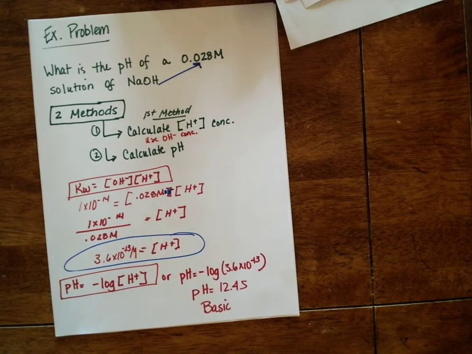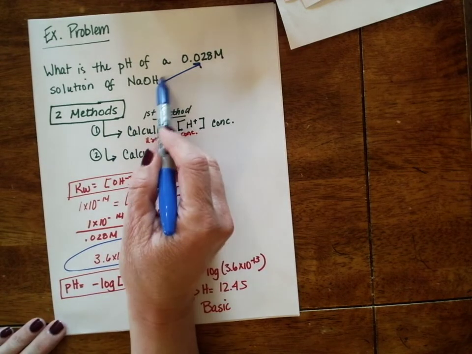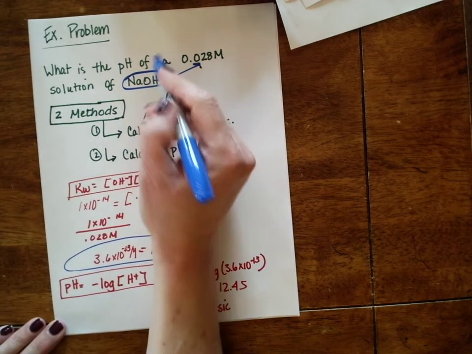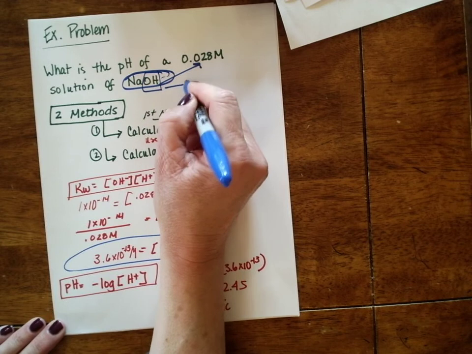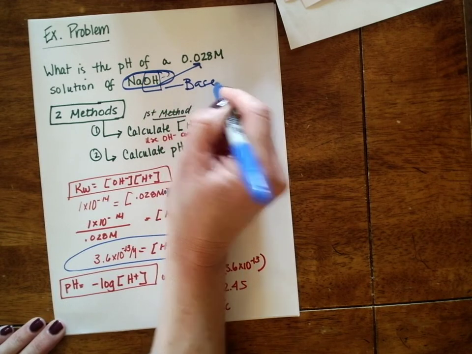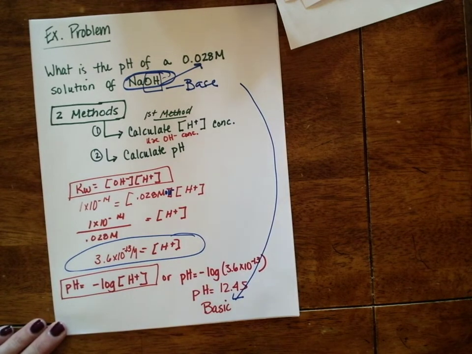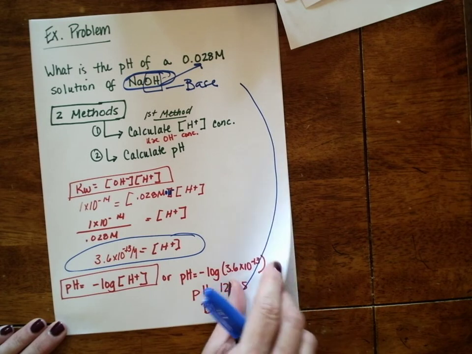I look at that again and I go, okay, I started off with this solution, NaOH. The OH tells me it's a base. I would expect in the end to find a basic solution. My pH should fall in that range. And it does. So I have a basic solution. So my math has checked out. So that's the first method.